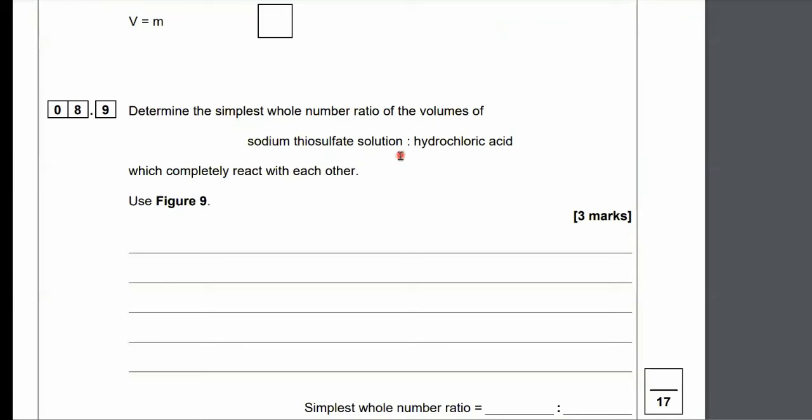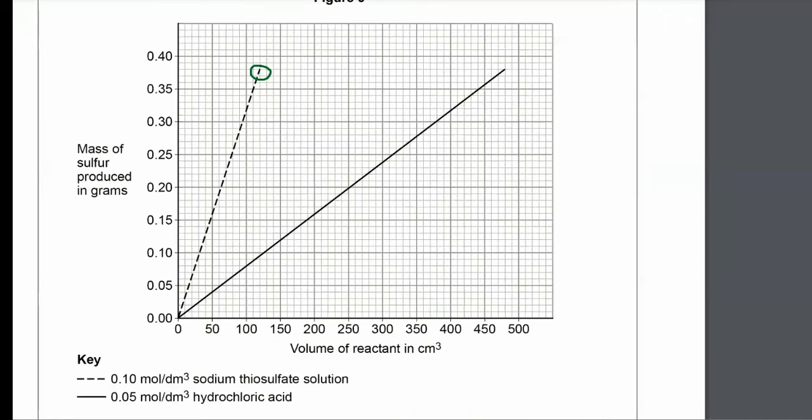Determine the simplest whole number ratio of the volumes of sodium thiosulfate and hydrochloric acid when they've completely reacted. And it's worth 3 marks. So we want the simplest ratio of the volumes of each. So I've picked the point right at the end when all the reactants are used up. But you could pick anywhere on this line as long as you do the same point for each. So it's 120 with the sodium thiosulfate. And then if I go to the same end of the line with the hydrochloric acid, you'll find that that is 480. So what's the ratio of 120 to 480?